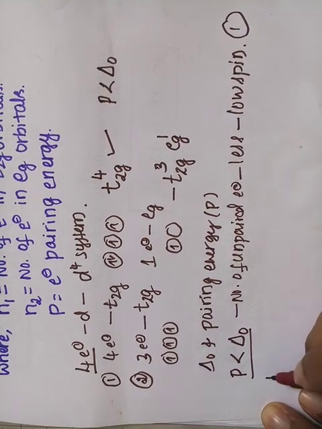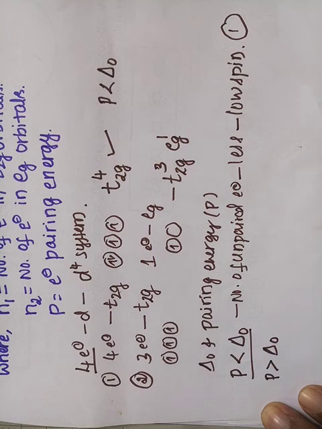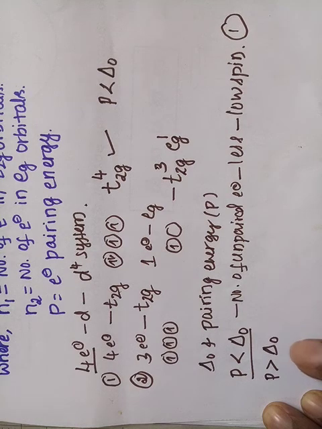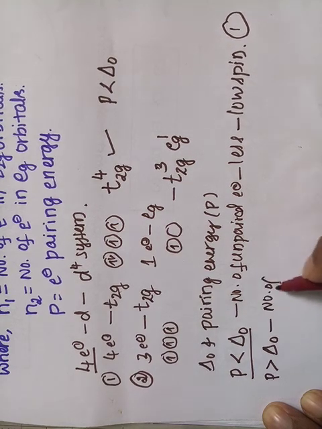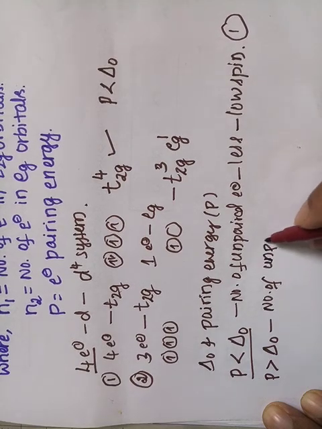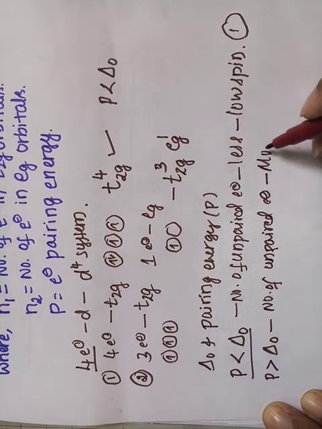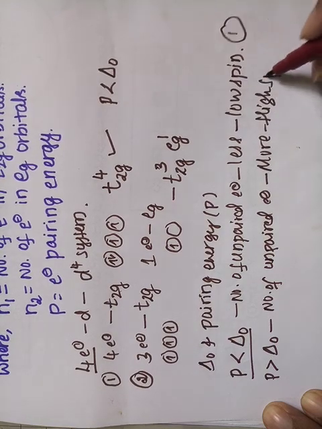If the pairing energy is greater than the splitting energy, the electrons require more energy to get paired up. So when the pairing energy is greater than the splitting energy, the unpaired electrons do not get paired up. When the unpaired electrons do not get paired up, the number of unpaired electrons will be more. Therefore, the complex is said to be a high spin complex.